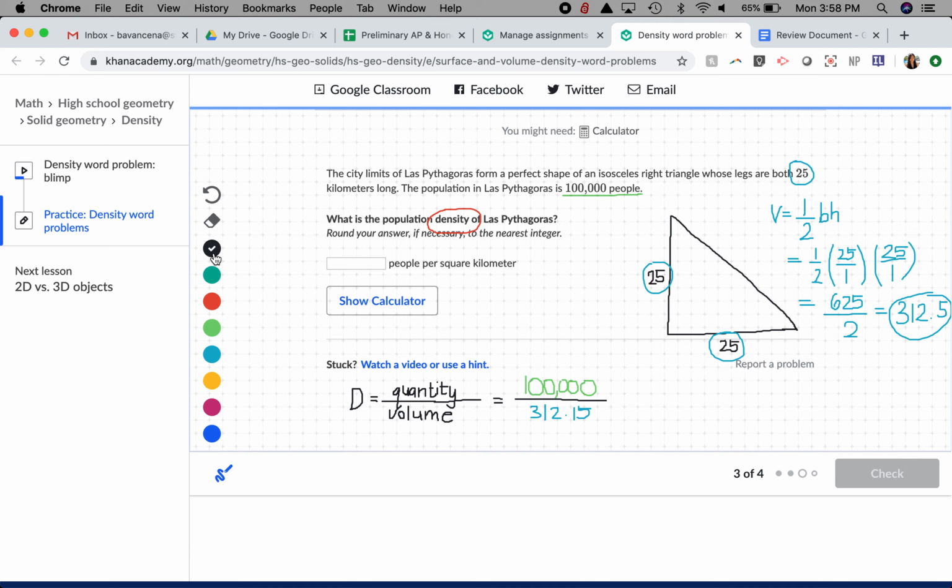Now the last thing I'm going to do is I'm going to look for the quotient here because we're going to divide. So we're going to do 100,000 divided by 312.5. I made a mistake here. It should be 312.5, not 15. There you go. So 100,000 divided by 312.5 is going to give me 320. That is the population density for this town.